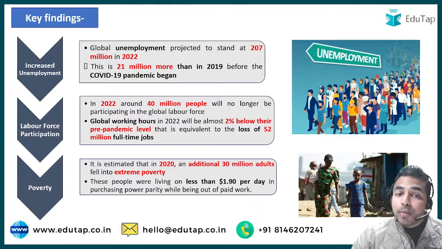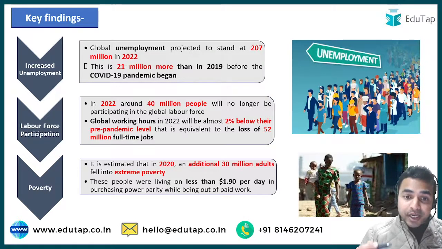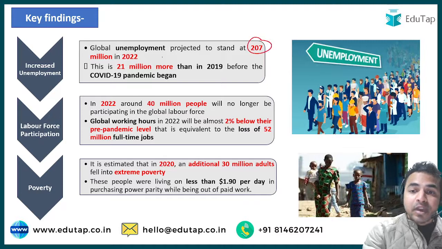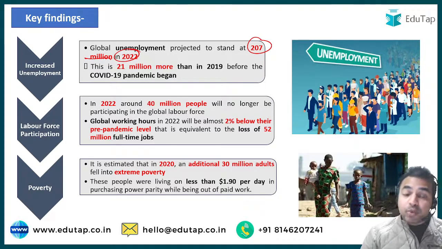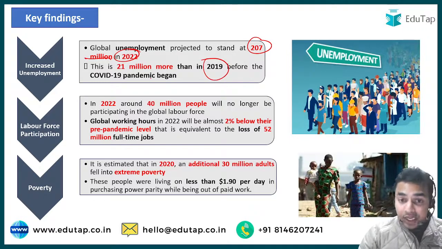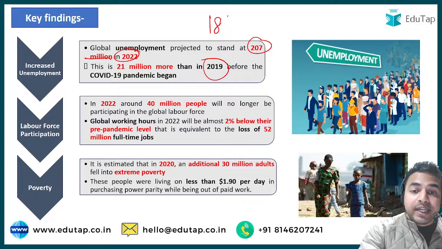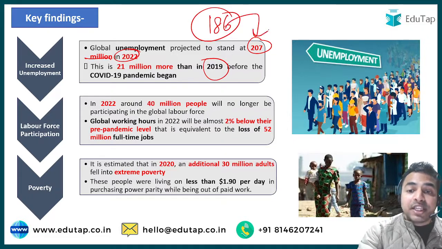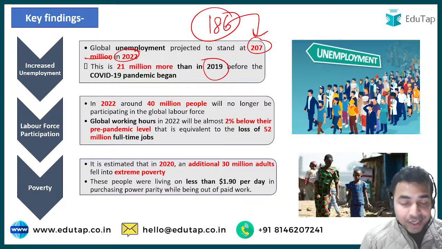So when we talk about the important key findings of this report, when we talk about global unemployment, this report states that it is estimated to stand at 207 million in the year 2022, which is 21 million more than in 2019. That means in 2019 it was 186 million and now it has increased to 207 million in 2022.